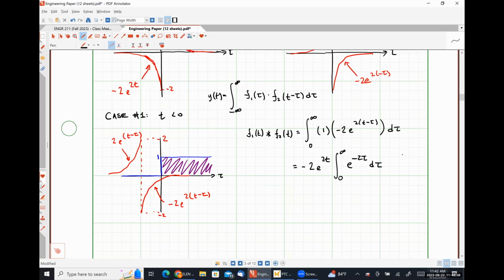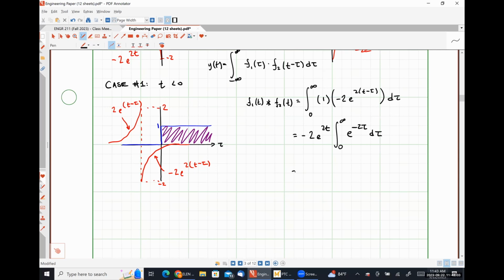Right. So I'm just highlighting where these two functions overlap because that's telling me what the limits of my integration should be. Okay, so how do I perform the integral of e to the negative 2 tau? Negative 1/2. So negative 2 e to the 2t. Then we're going to have negative 1/2 e to the negative 2 tau evaluated at infinity and 0, right?